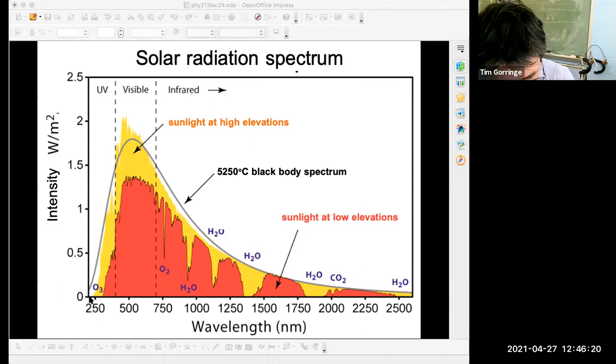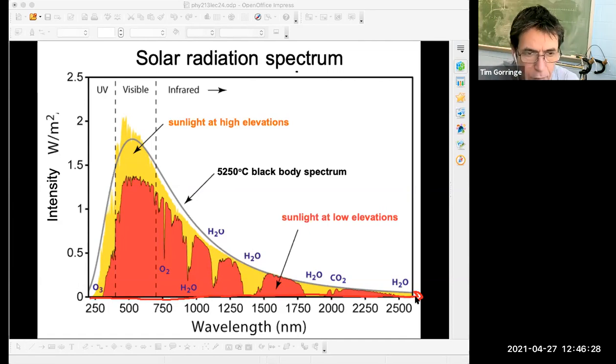On this plot, the horizontal axis down here, that's the wavelength of the light that's being emitted by the sun. And right over here on the left-hand side, that's wavelengths shorter than visible wavelengths. It's ultraviolet. It's how I get sunburn.